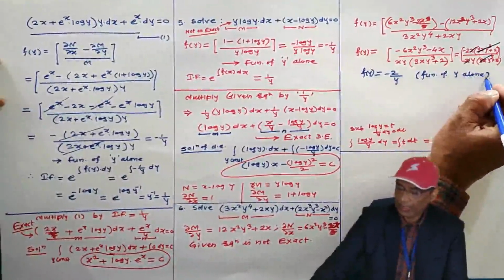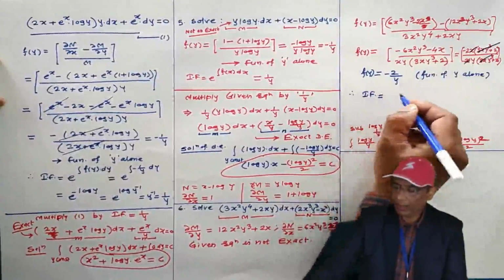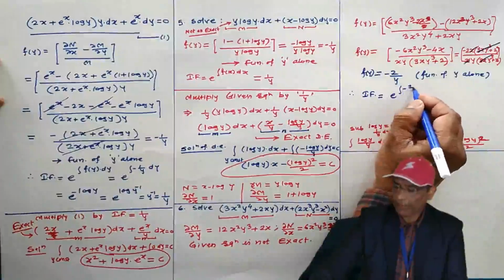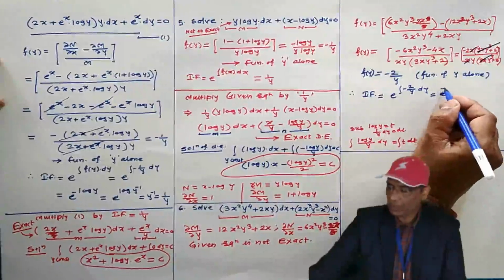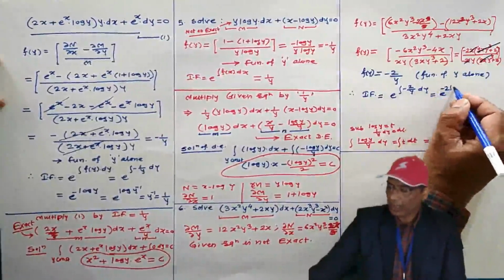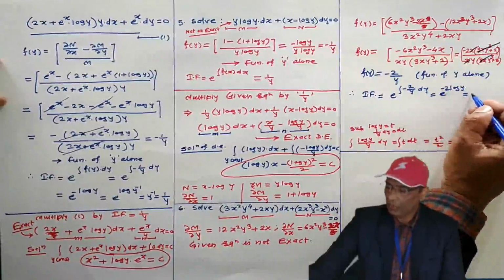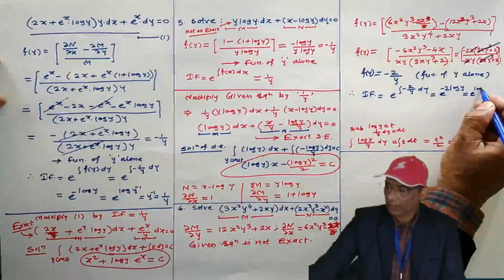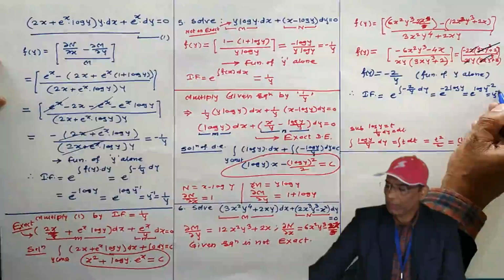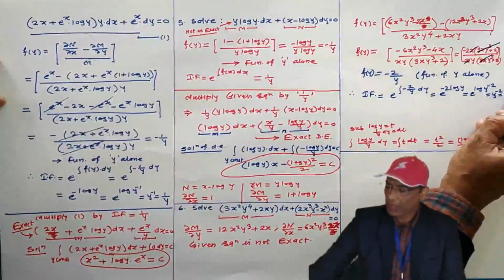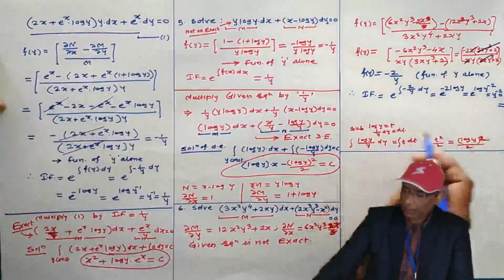Therefore, using the integrating factor formula, e to the power integral of fy dy. Minus 2 is outside, the integral of 1 by y is log y, and this minus 2 will come at the index place of y. This is y raised to minus 2, which is 1 by y square. So 1 by y square is the integrating factor.